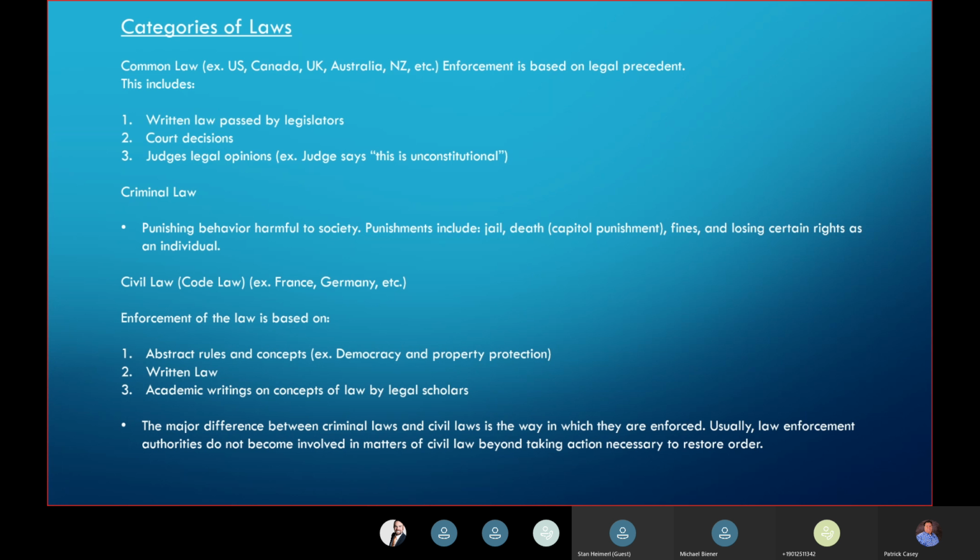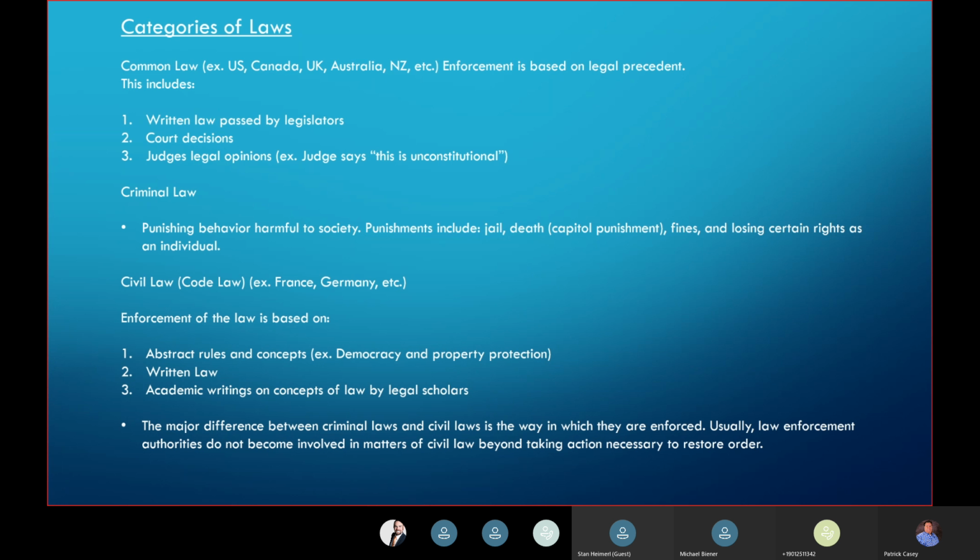So the first one is common law. Common law is usually based in the U.S., Canada, the U.K., Australia, New Zealand, etc. Enforcement is based on legal precedent, and this includes written laws passed by legislators, court decisions, and judges' legal opinions. A judge can say this is unconstitutional. A judge has the power in the U.S. to shut down certain things, or when he says it's going against the Constitution, he can overrule certain things. But if it comes down to too much, it has to go to the Supreme Court, just so you know.